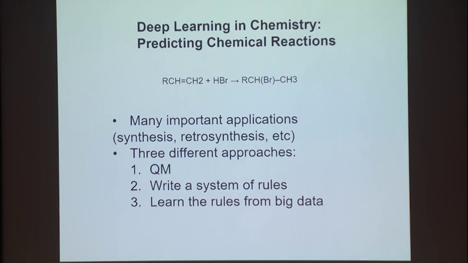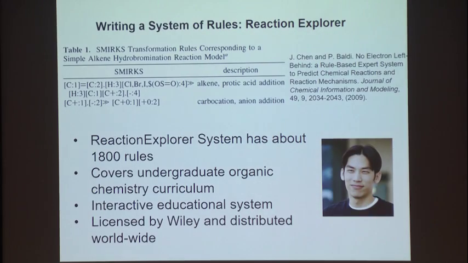Another very important problem in chemistry: predicting chemical reactions. You can approach this problem from different angles: QM, rule-based systems, deep learning, etc. We tried all of them. QM, at least in our hands, doesn't work, especially if you want to do things in high throughput fashion and with fairly large molecules. So my student Jonathan Chen wrote a system of rules, about 1,800 rules, that cover the sort of undergraduate curriculum in organic chemistry.